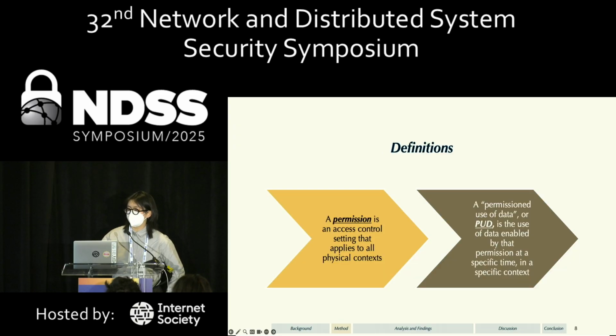And I also wanted to clarify 2 terms that we use throughout our study. So a permission is an access control setting that applies to all physical contexts. And a permission use of data, or a PUD, is the use of data enabled by that permission at a specific time in a specific context. So in our study, each unit of data collected from participants is a PUD.